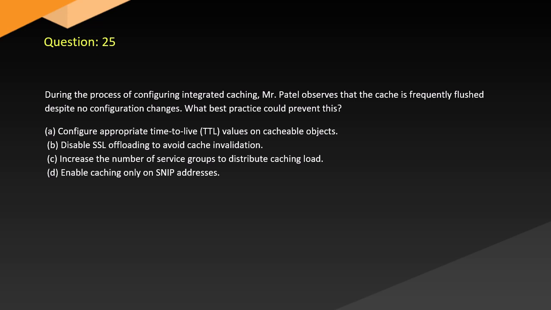Question 25. During the process of configuring integrated caching, Mr. Patel observes that the cache is frequently flushed despite no configuration changes. What best practice could prevent this? A. Configure appropriate time-to-live (TTL) values on cacheable objects. B. Disable SSL offloading to avoid cache invalidation. C. Increase the number of service groups to distribute caching load. D. Enable caching only on SNIP addresses.